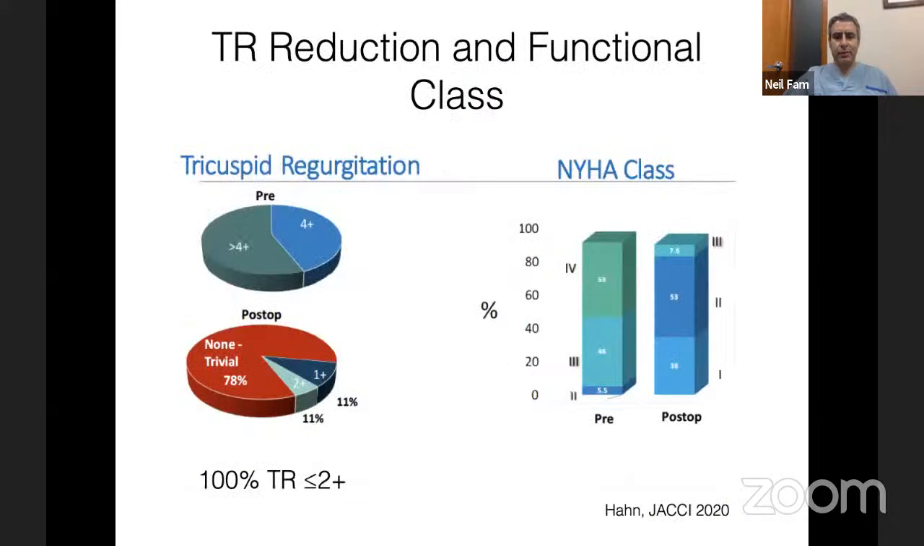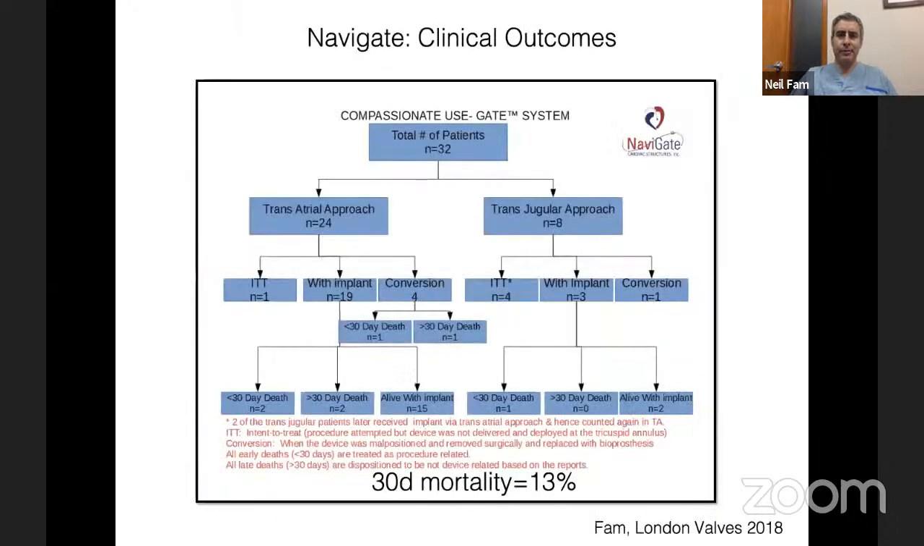So in this initial compassionate use experience, this device was extremely effective at reducing TR. And in the patients who survived, had a very good symptom response. But when we look at the clinical outcomes, mortality at 30 days was up to 13%, with some need for surgical conversion. And so this starts to look a bit like the results of tricuspid surgery. However, none of these patients would ever have been offered tricuspid surgery. And so probably these results, at least for an initial experience, are quite favorable.